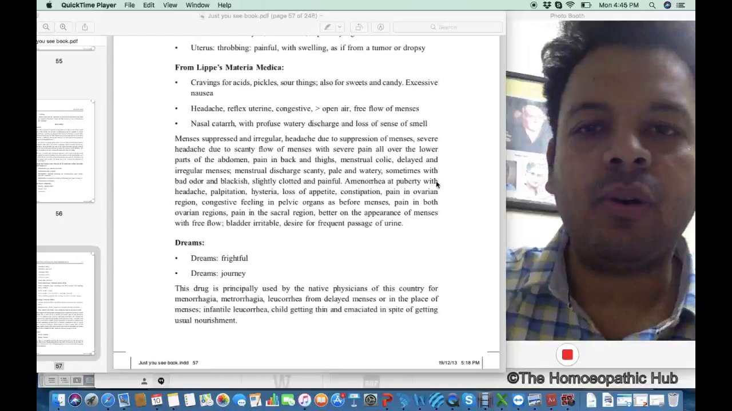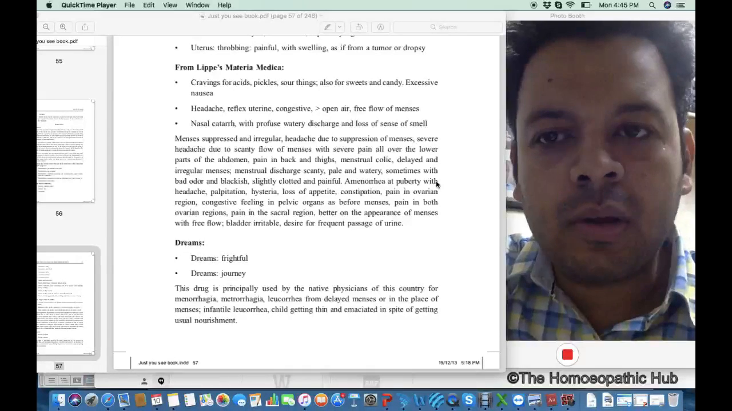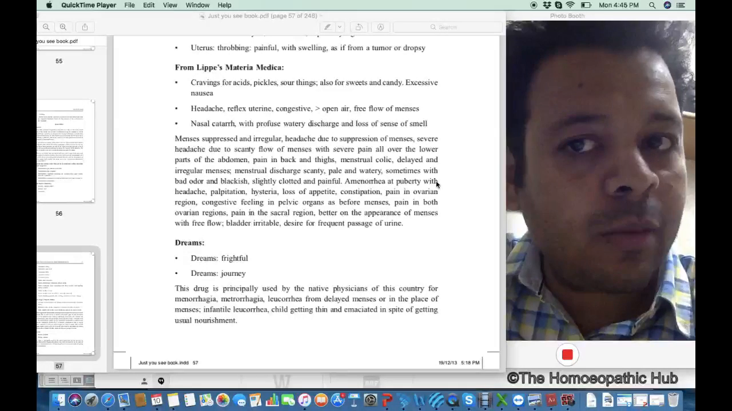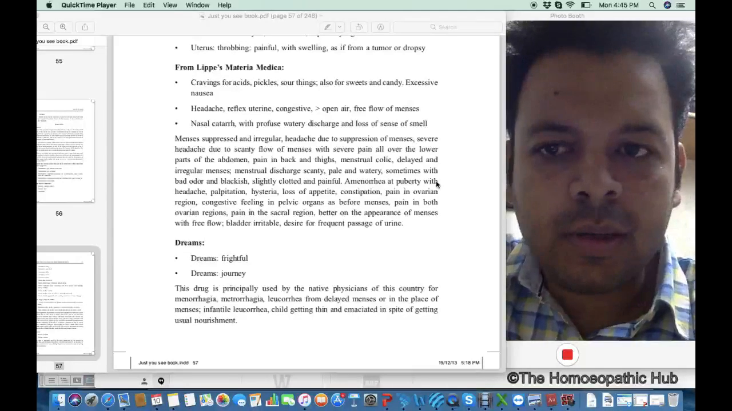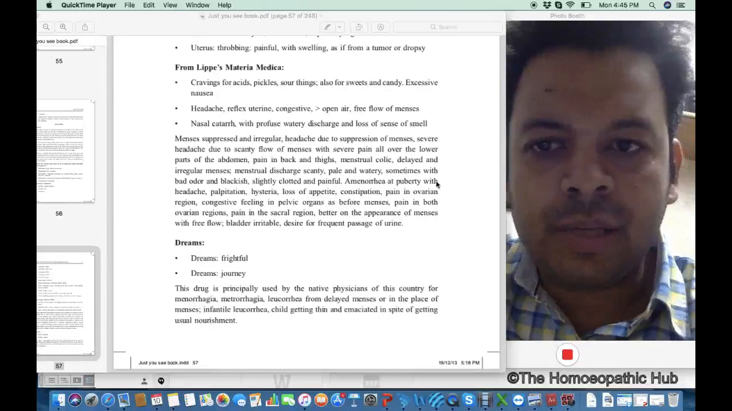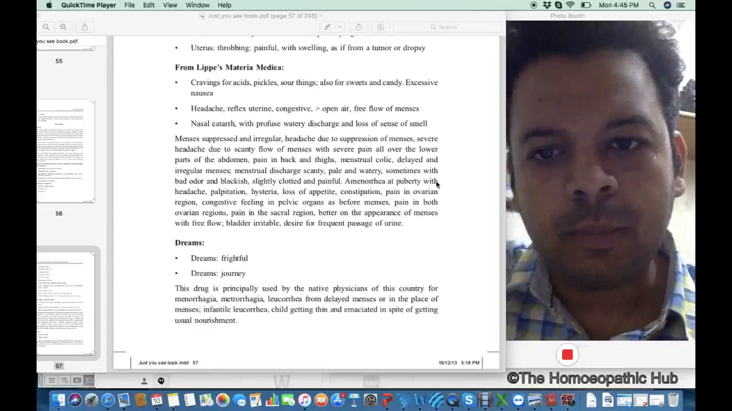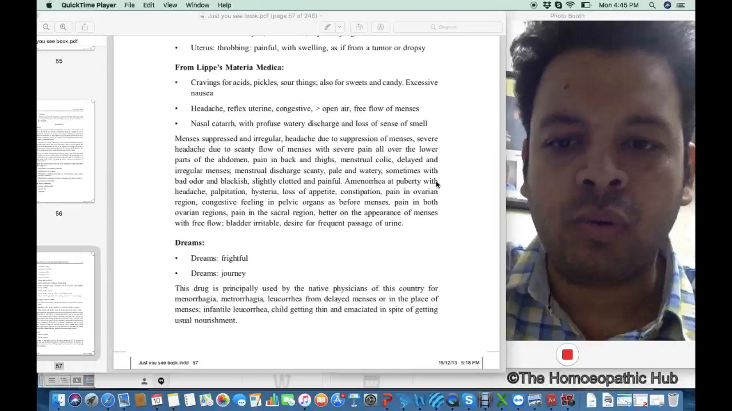Typically, craving for acids, pickles, and sour would be a very important indication for Jonosia. And better by open air, better by menses. So this is a little bit like Lachesis here. Suppressed menses, severe headache due to menses, delayed irregular menses. So it goes from amenorrhea till metrorrhagia, all types. But specifically for amenorrhea more and scanty menses more.